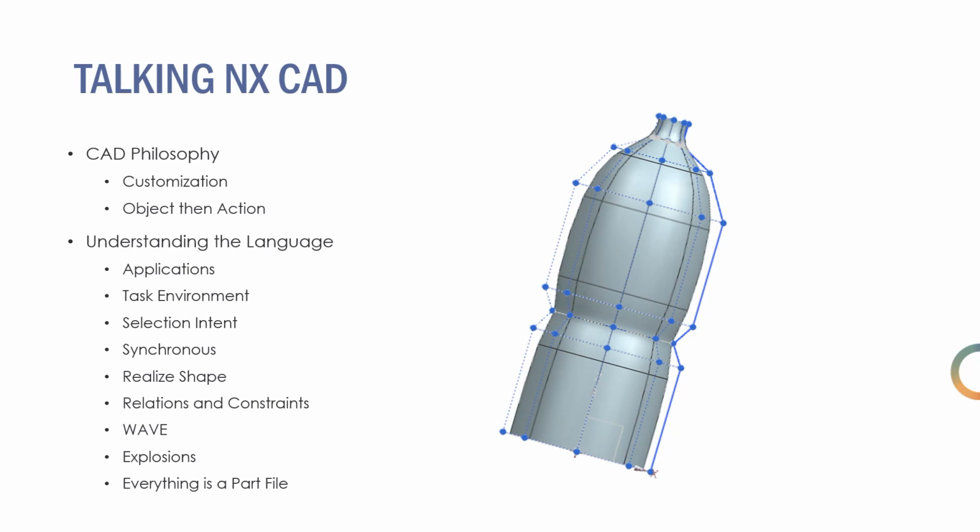Synchronous. So we have synchronous technology, we have synchronous modeling. What is realized shape? What are relations compared to constraints? The wave interface, as well as setting up explosions inside our parts for drawing views and other things, and that everything is a part file in NX. I'll be talking about some of these items in a little more detail as we move forward, and then I'll walk through the creation of a simple activity.